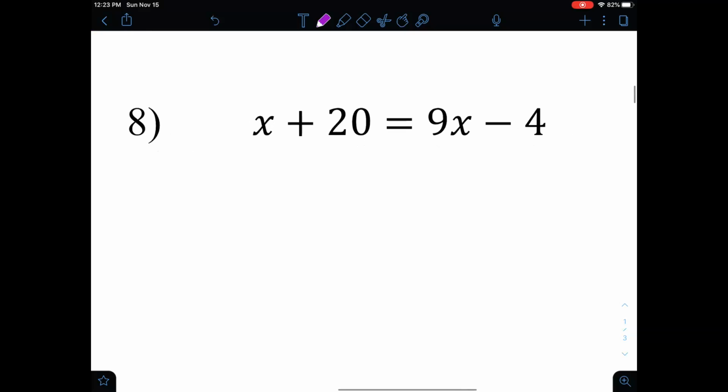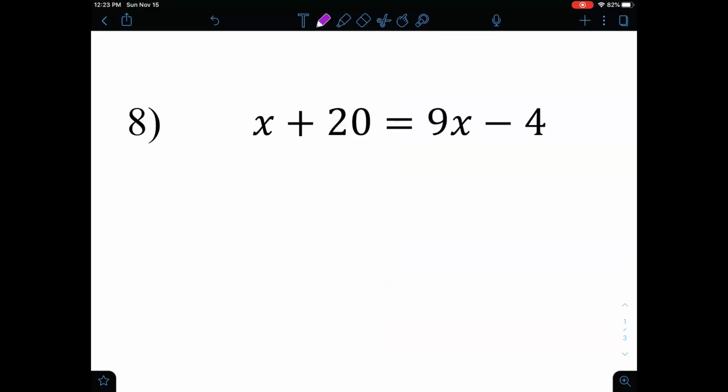All right, number 8. X plus 20 equals 9x minus 4. First things first, anything to distribute here? No. Any like terms to combine? No. There are like terms on both sides of the equal sign, but when I say like terms, they need to be on the same side of the equal sign. Like 4 and 20 would be like terms. So there are no like terms here.